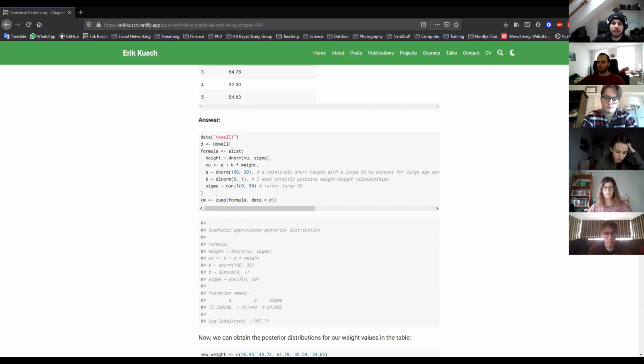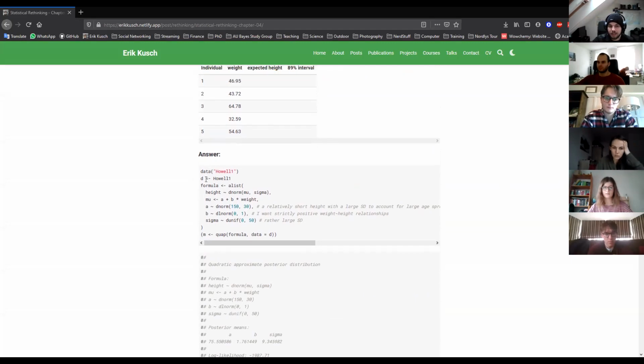What I've done for this is I loaded the data, I saved it as D just because this made copy pasting code easier, then put in this list right here, where I now just specified the model as the height has a likelihood of a normal distribution with a certain mean and a certain standard deviation. That mean is determined by our alpha parameter as well as our beta parameter and weight. So this is height regressed on weight.